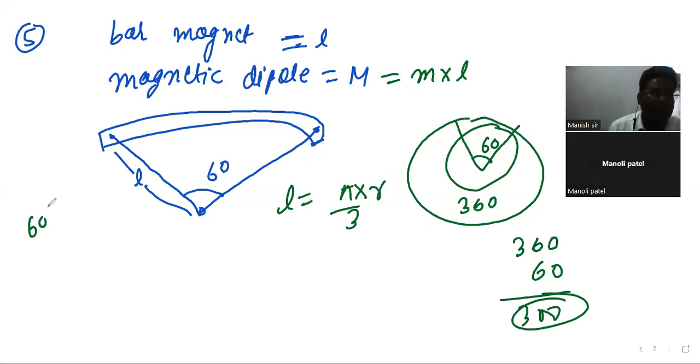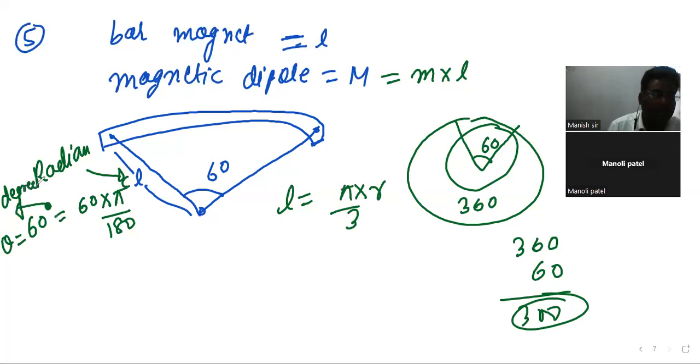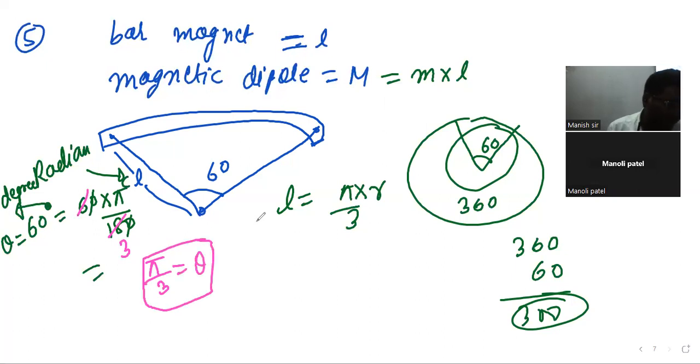So how do you convert 60°? You should multiply with pi upon 180 to convert into radians. So we are converting this angle theta into radians. This sign is called radian, and when we put a dot here, it is called degree, right? So this 0 and 0 will get cancelled, and 6 will divide 18 into 3. So it will be pi by 3.